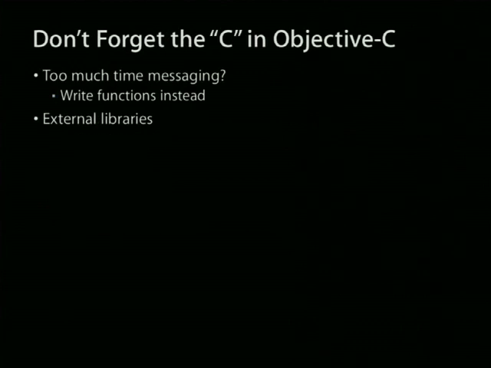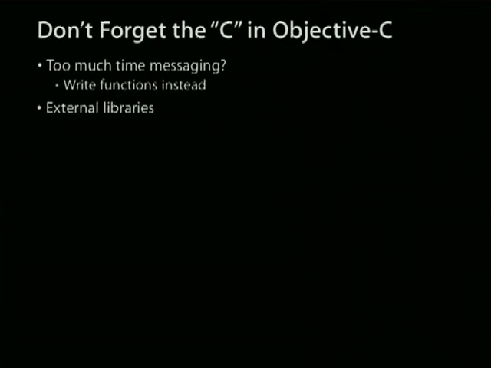And also, don't forget the C. Right? Objective-C is a superset of C, and if you've got libraries or external things that do stuff a lot faster than you could probably write it, link it right into your app. And if you're spending too much time messaging, you can always write some functions. If you actually see samples being spent in Objective-C message send, you can break it out and write those as functions instead. So you don't necessarily have to get tied into absolutely everything that's happening in your code via Objective-C.